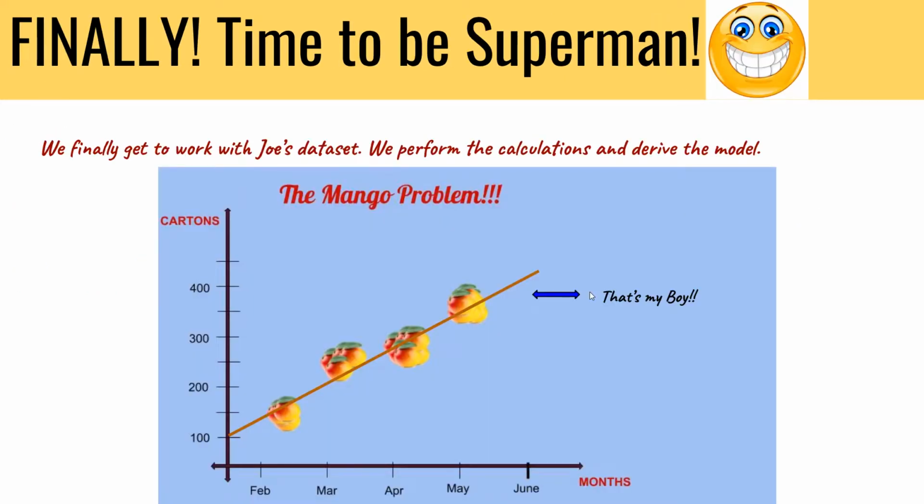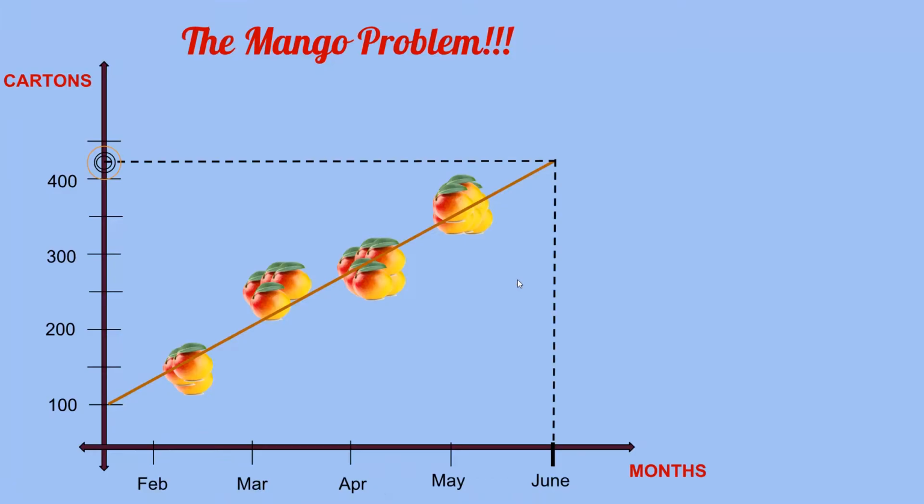Now coming back to the problem, we finally get to work with Joe's data set, and we perform the calculations as we've already done and derive the final model. And that's my boy. That is the linear regression model that we've come across, and now we'll use it to predict the number of mango cartons and help Joe out.